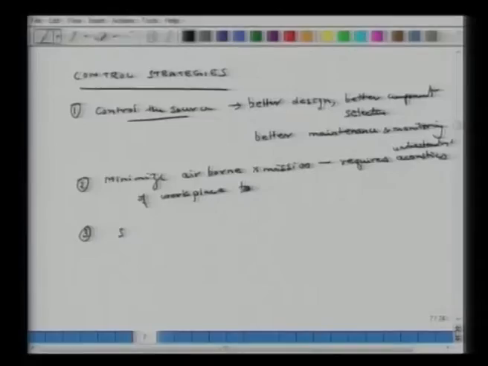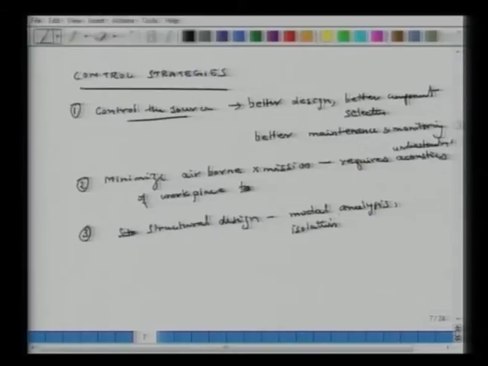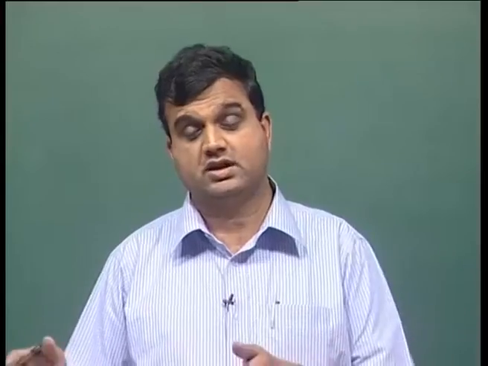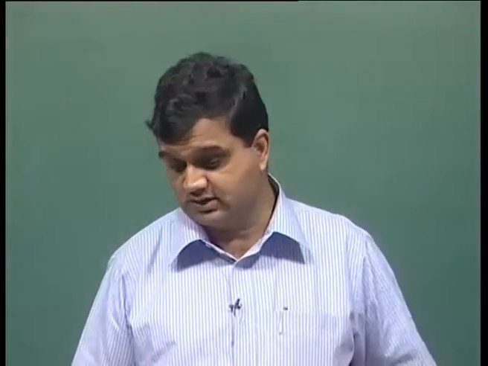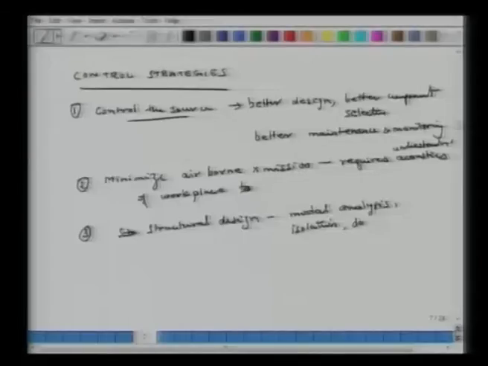on the structural coupling side you have to do basically structural design. Modal analysis, isolation. It does not have to be necessarily physical isolation, but isolation in the sense that sound and vibrations do not propagate easily. Isolation, damping, and so on and so forth. Right.